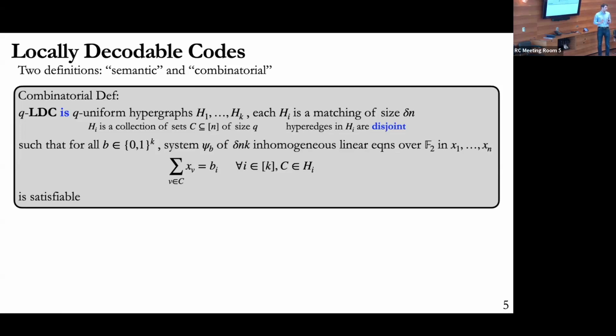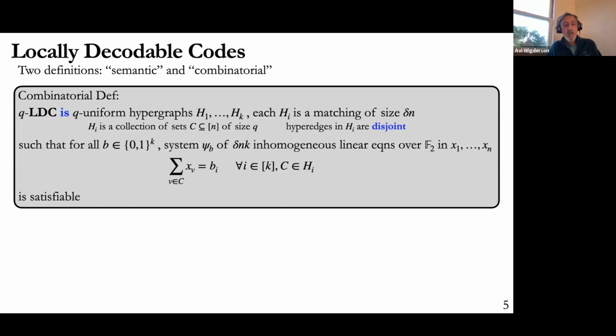Okay, so these equations are q sparse because the left-hand side of each equation has q variables in it. And you can think of the hypergraphs as telling me what the right-hand side of each equation should be. So I've just taken a normal system of linear equations and I've broken the hyperedges up into these sets, which group them by the right-hand side. So every hyperedge in H sub i gets the right-hand side b sub i. Okay, and the condition I want is that this system of linear equations is satisfiable for every choice of b.